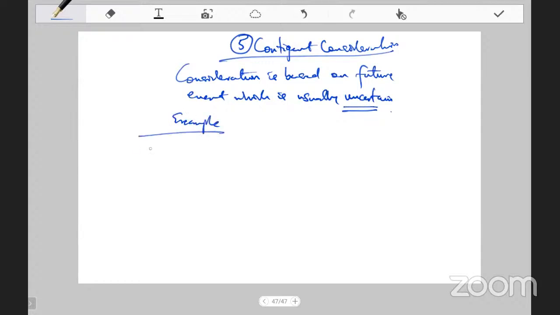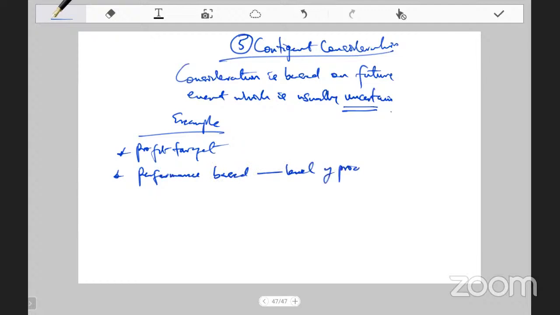Maybe you give the example of a profit target. I'm telling the guy that if I'm going to pay this amount, you must reach this particular profit. Or it could be performance based, or maybe the level of your production. So that's what we call a contingent situation.